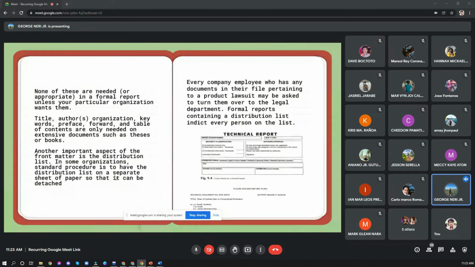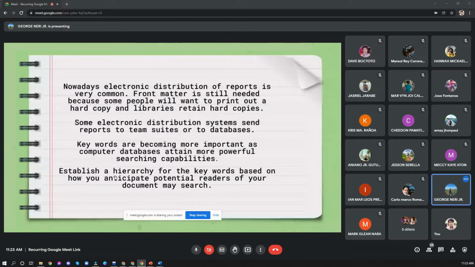Formal reports containing a distribution list indicate every person on the list. Nowadays, electronic distribution of reports is very common. Front matter is still needed because some people will want to print out a hard copy and libraries retain hard copies. Some electronic distribution systems send reports to team sites or to databases.